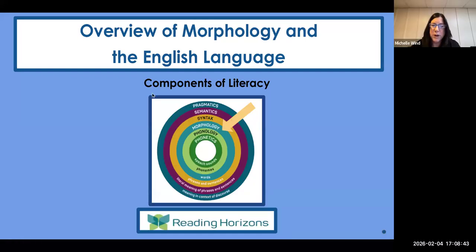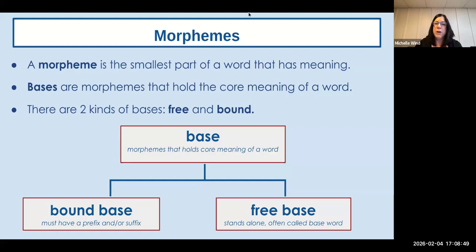All right. So I'm going to take us through morphology, hopefully give you some practical application for your classroom. So just an overview of what a morpheme is. It's the smallest part of a word that has meaning. Bases are morphemes that hold the core meaning of a word, and there are two kinds of bases. There's a free base and a bound base. So if you see here, a bound base must have a prefix or a suffix added to it, and a free base can stand alone.